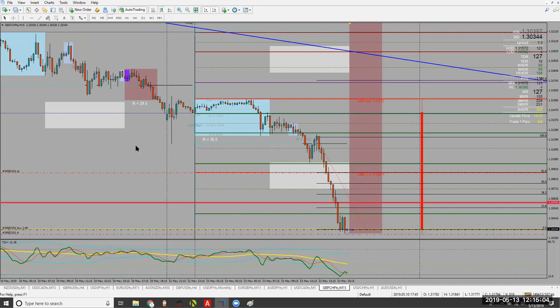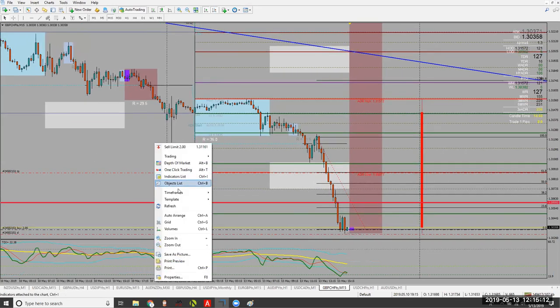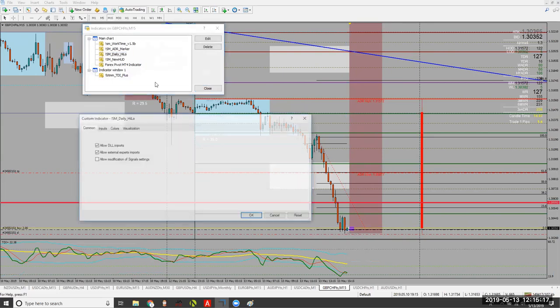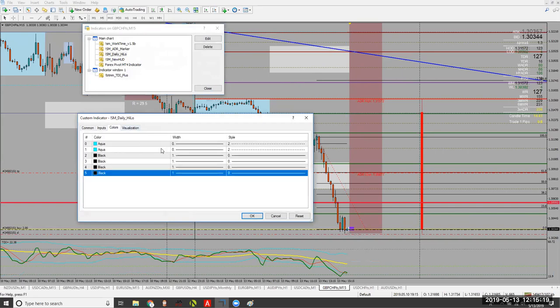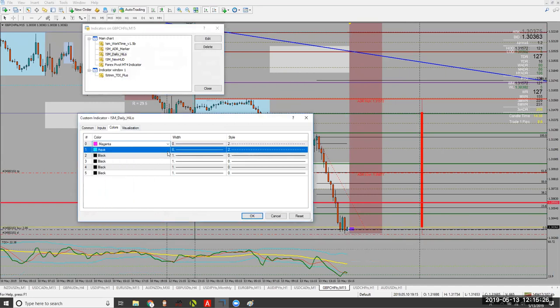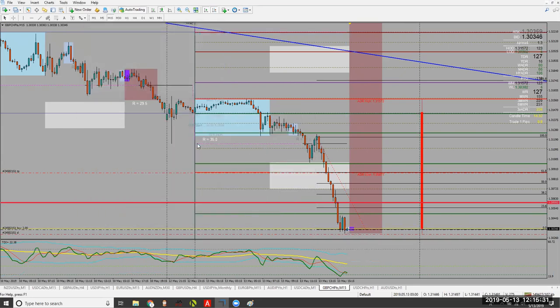Now let me go in here. Yeah, let me go ahead and change that color. All right. The magenta line you see here is going to be yesterday's high and low. Asian range. Here we have the stop hunt boxes.